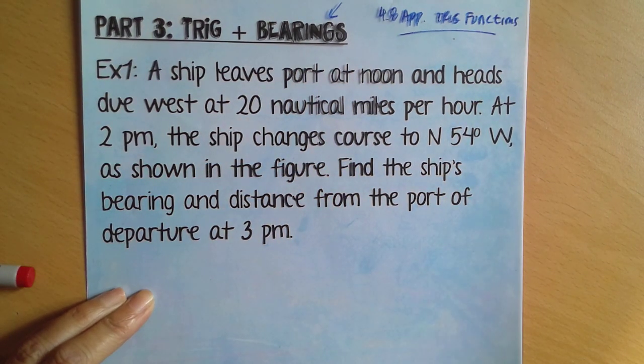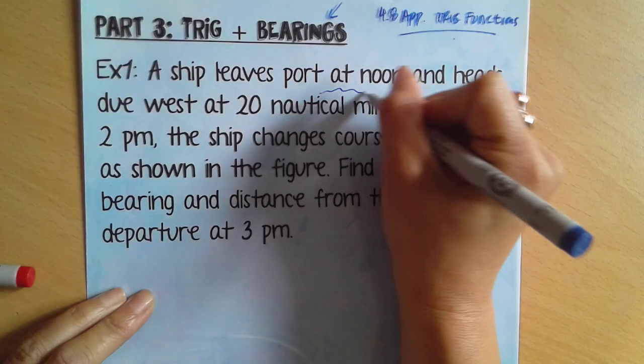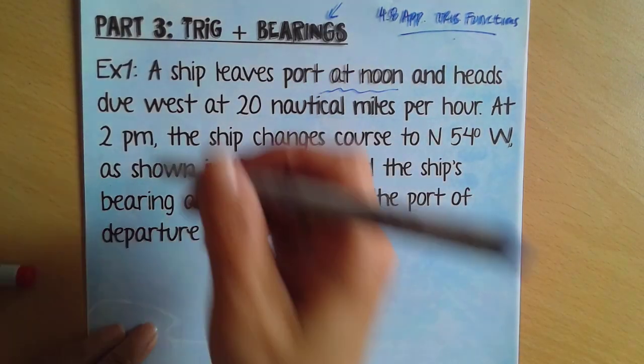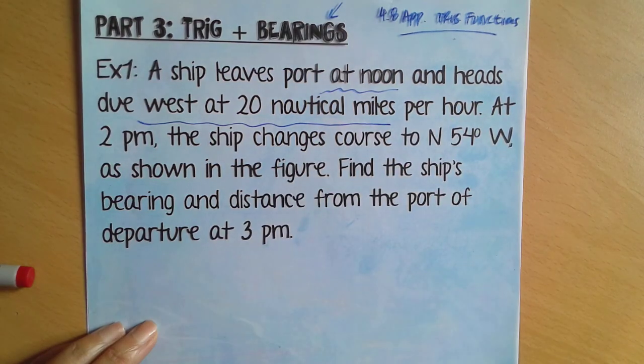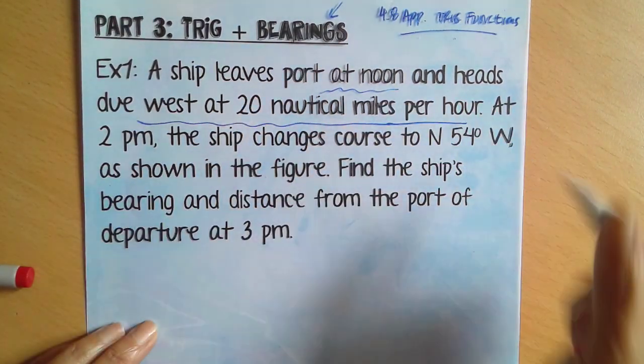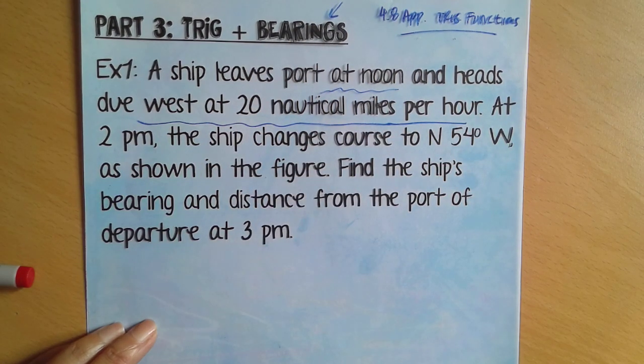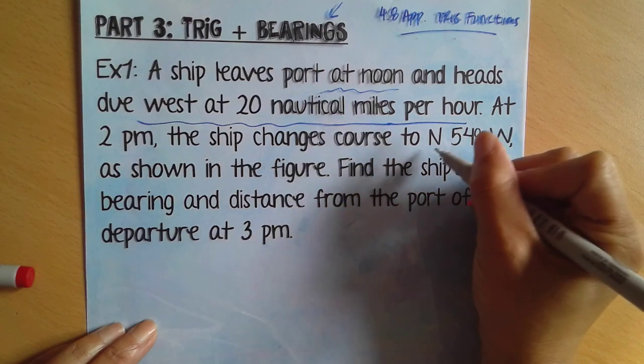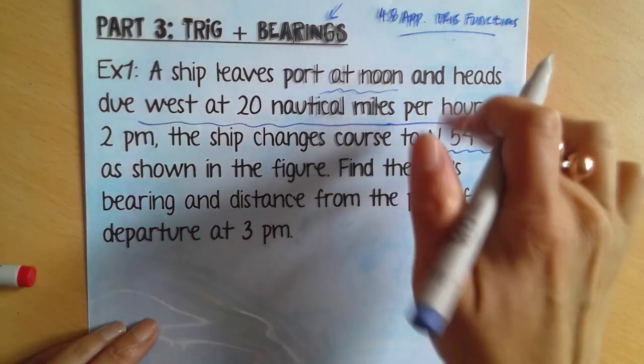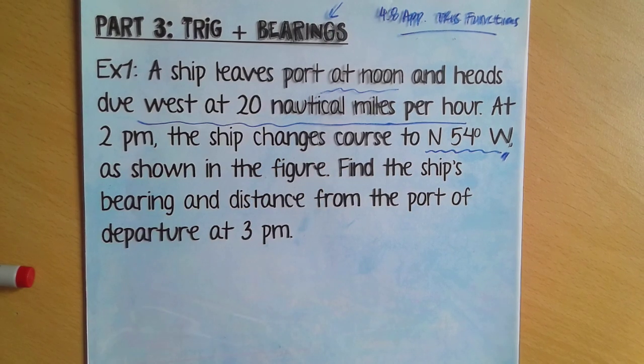A ship leaves port at noon, okay? So at noon, 12 p.m., it heads due west at 20 nautical miles per hour. So again, this is the rate. At 2 p.m., the ship changes course to north 54 degrees west. Now you know what this exactly means, right? As shown in the figure. So we're going to draw the figure. Find the ship's bearing and distance from the port of departure at 3 p.m.